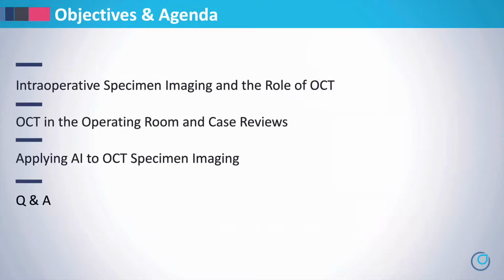This is our agenda for the webinar. We're going to review intraoperative specimen imaging and the role of OCT. That'll be followed by a discussion of OCT, its use in the operating room. Dr. DuPree will have some case reviews. And then we'll talk about applying artificial intelligence to OCT specimen imaging. And then we'll wrap it up with a question and answer session.